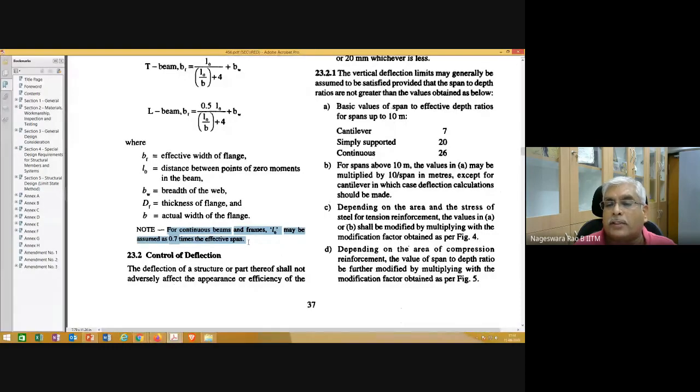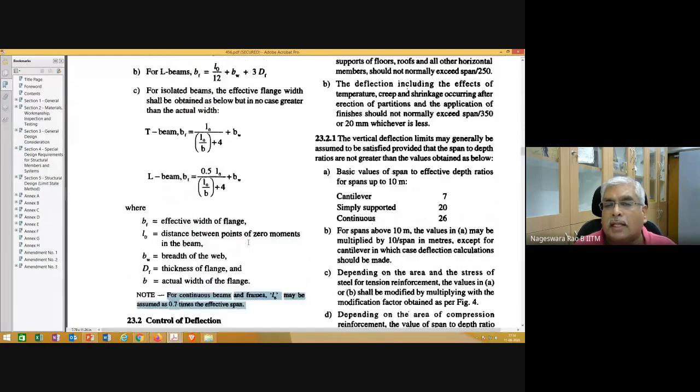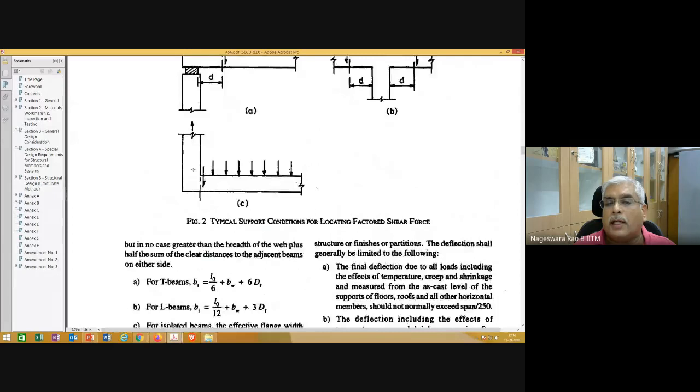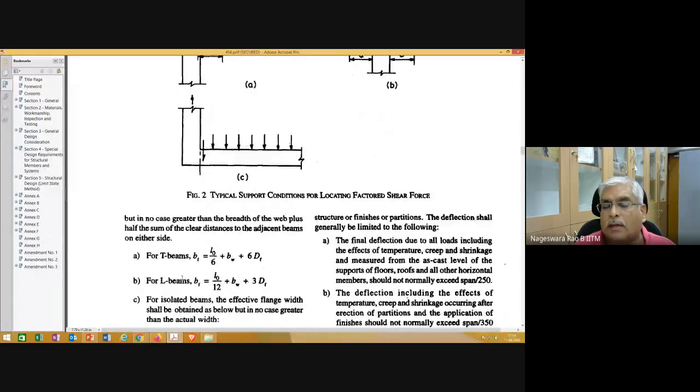0.7 times the effective span. Anyway, these are the guidelines for the effective width of the flange. In your examples and individual problems, you may be given the width of the flange, but suppose you are asked to assess a floor system, then how do you get this effective width of flange? Then you need to make use of these equations.